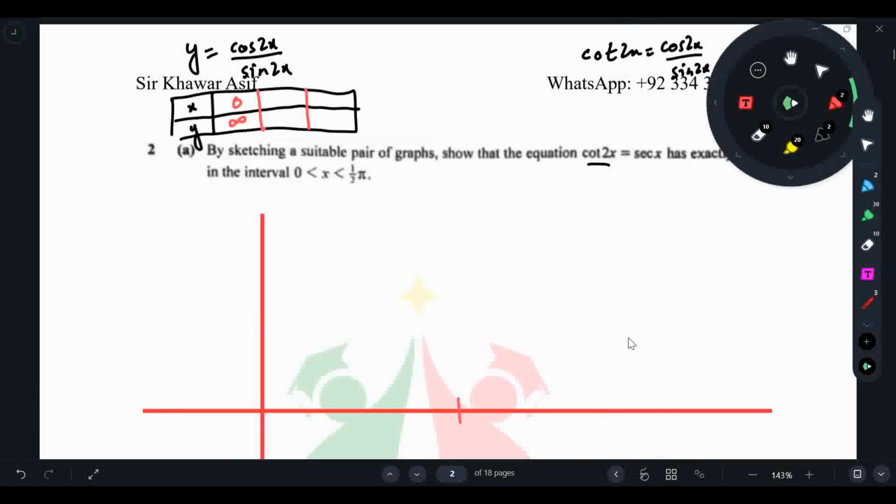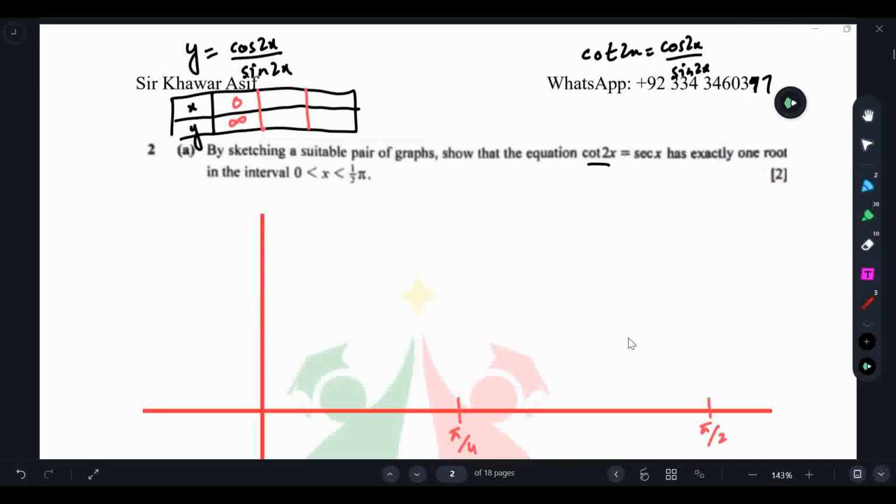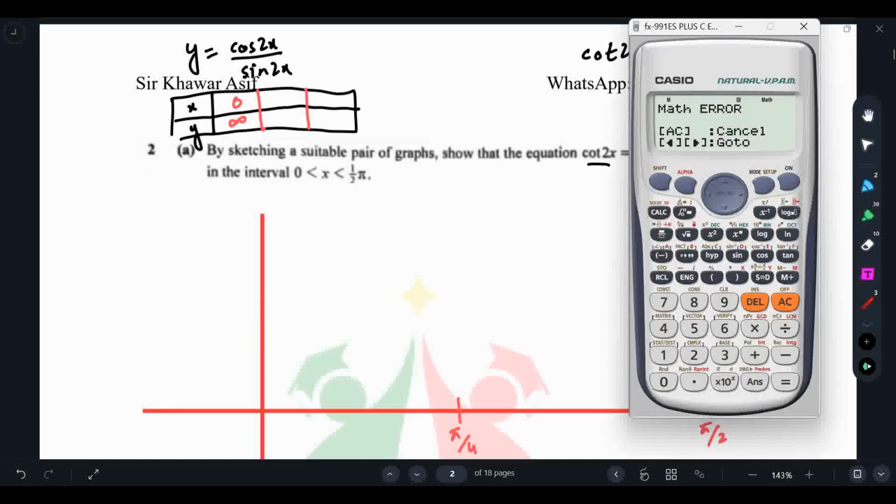Then we must know that there will be the value of pi by 4, and then we have the final value of pi by 2. Now let's put the other value. The other one will be pi by 4. You can make sure that your calculator must be in radian mode. So shift pi by 4 and then sine.